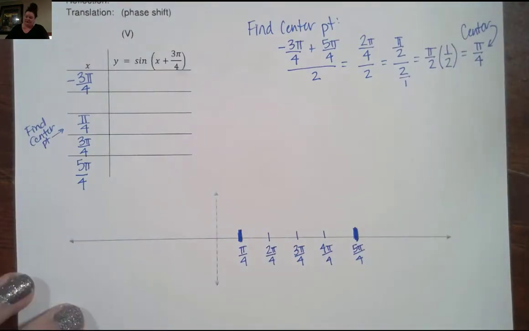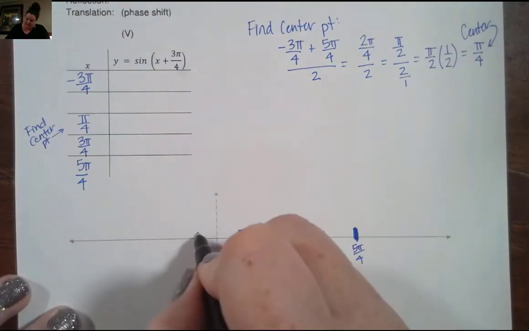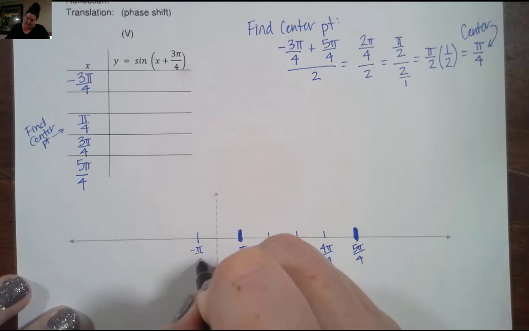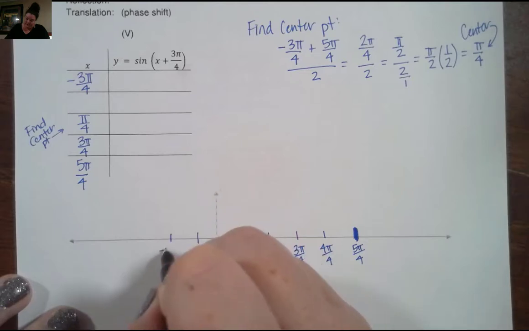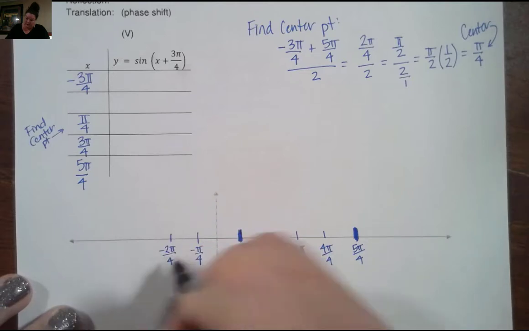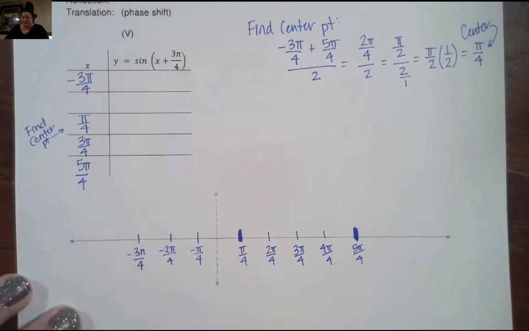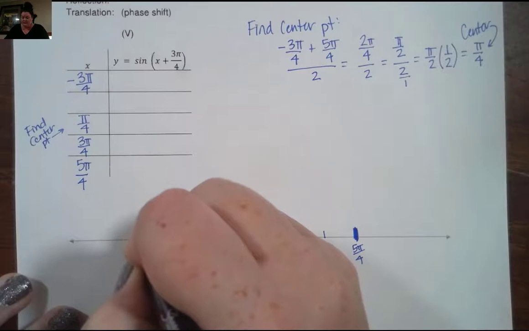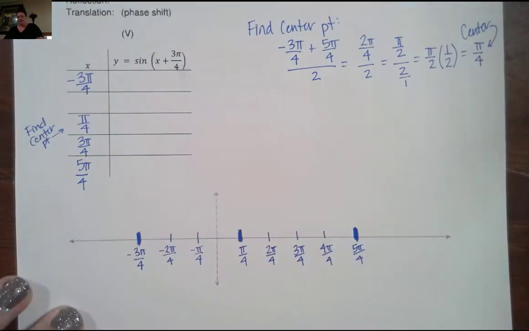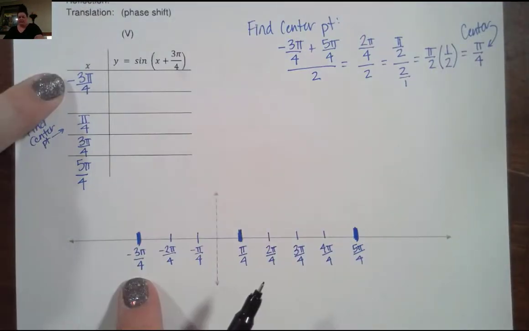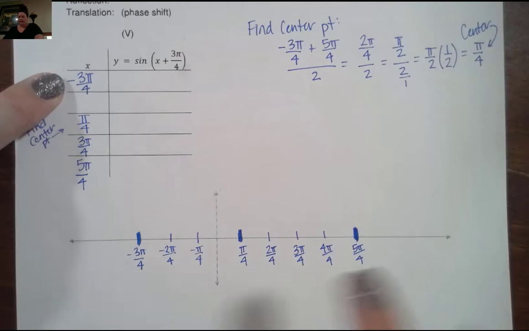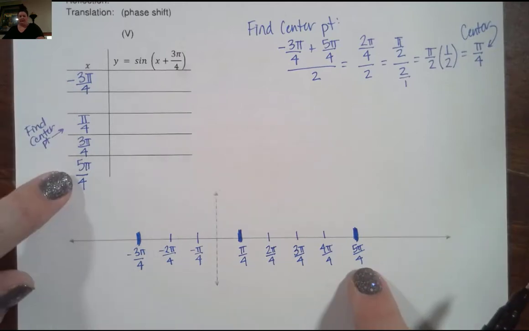And then I'm going to keep going the opposite direction. So then I have 0. Then I have negative pi over 4, negative 2 pi over 4, negative 3 pi over 4. And that's my first point. So that's as far back as I have to go. So what I've done is I've put my first point, which is negative 3 pi over 4, and I've got my last point, which is 5 pi over 4.